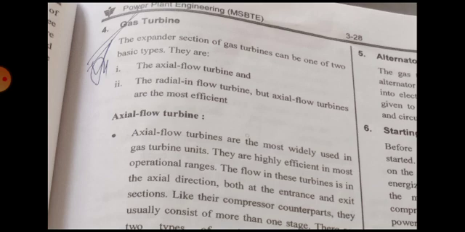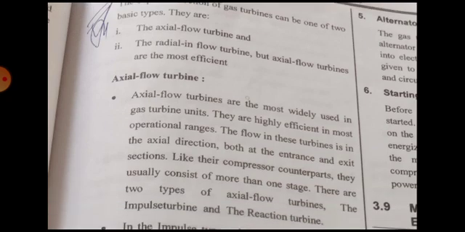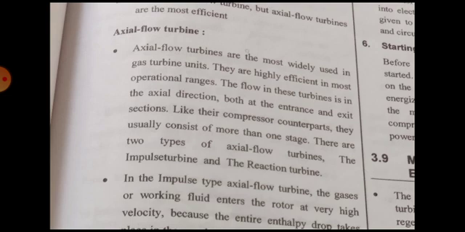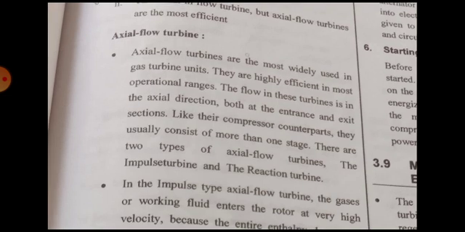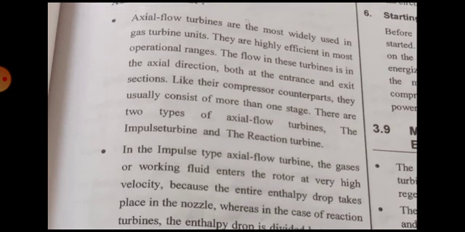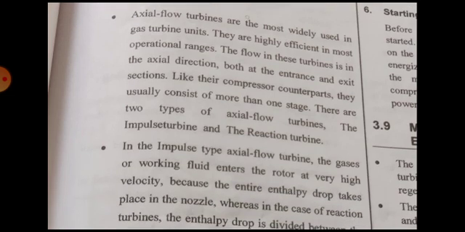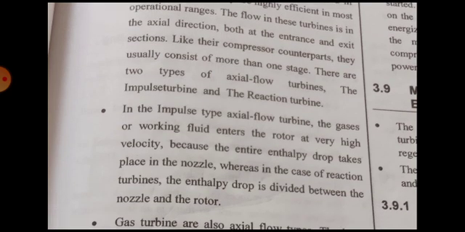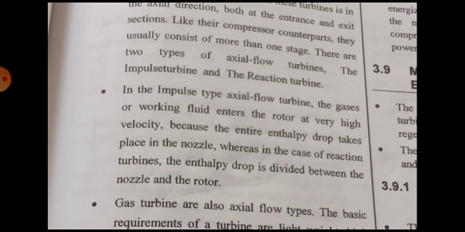The next component is the gas turbine. The expander section of a gas turbine can be one of two basic types, that is the axial flow and the radial inflow turbine. But axial flow turbines are the most efficient. Axial flow turbines are the most widely used in gas turbine units. They are highly efficient in most operational ranges. The flow in this turbine is in the axial direction, both at the entrance and exit section, like their compressor counterparts. They usually consist of more than one stage.